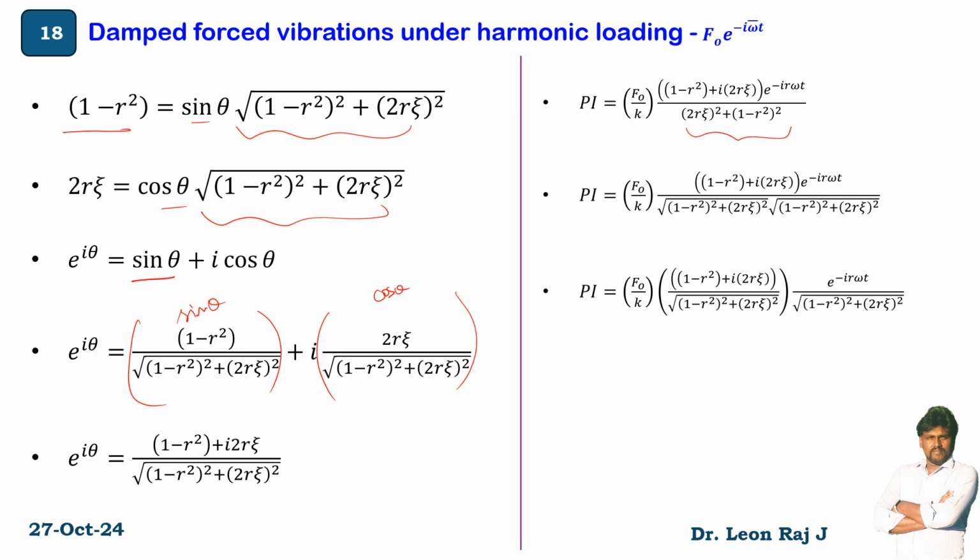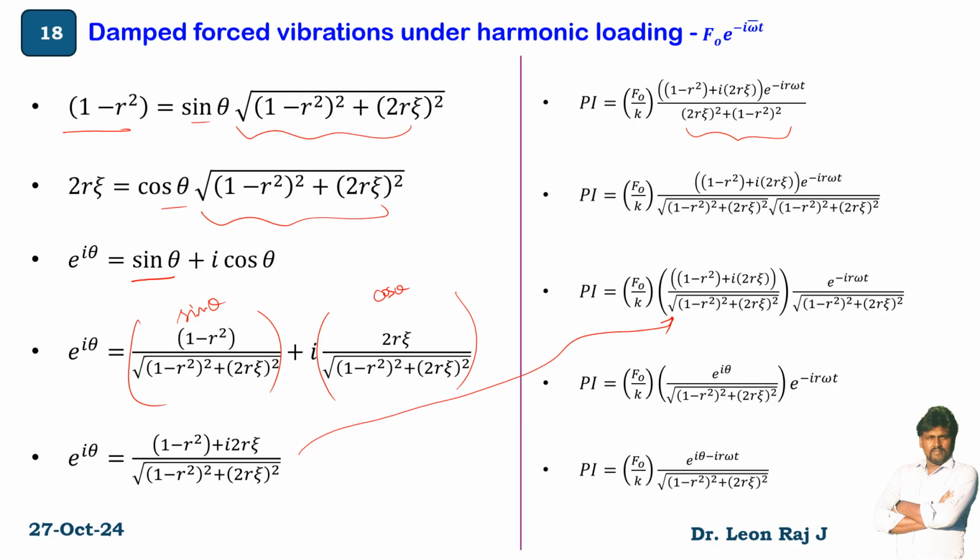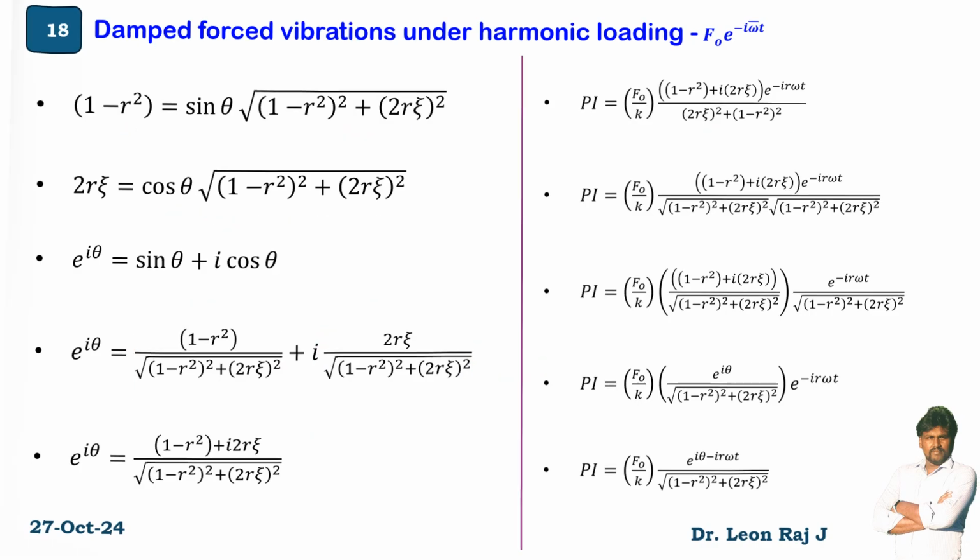The particular integral is equal to f0 by k, 1 minus r square plus i into 2 r xi divided by square root of 1 minus r square whole square plus 2 r xi whole square, times e power minus i r omega t divided by square root of 1 minus r square whole square plus 2 r xi whole square. So e power i theta. This whole term we have derived here, and this term can be rewritten as here. So it is further written as e power i theta minus i r omega t divided by square root of 1 minus r square whole square plus 2 r xi whole square.